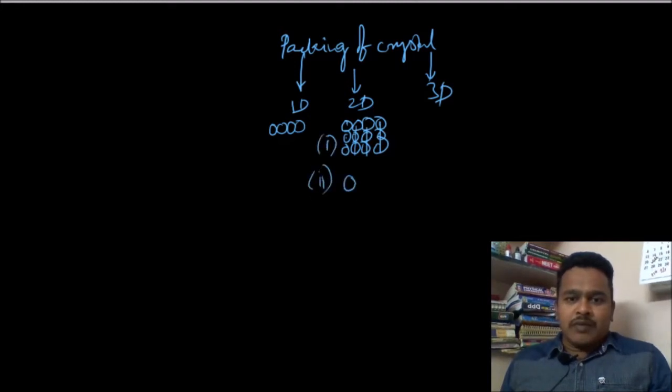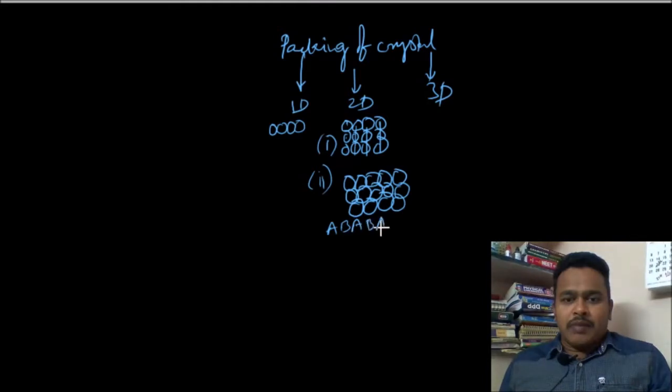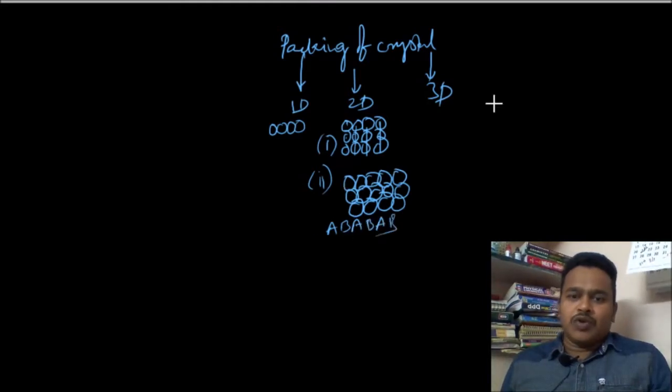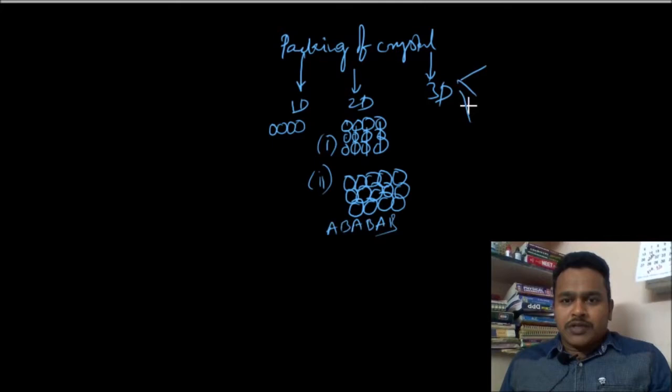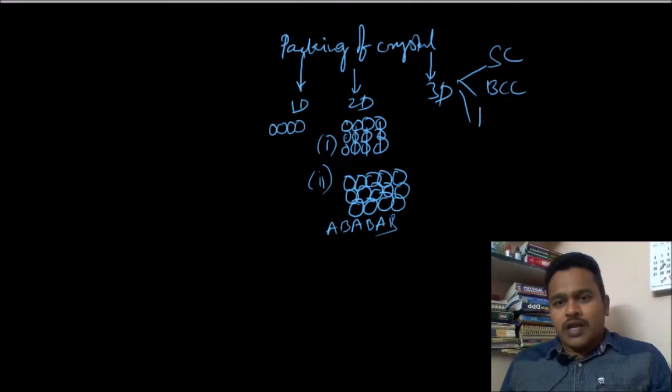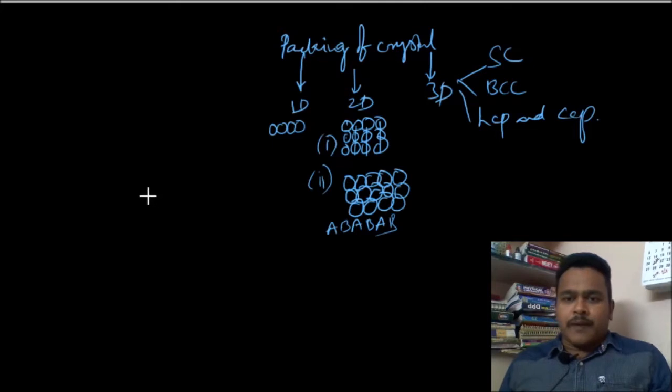Second arrangement: you arrange one row, then in the depressions of that first row you arrange the second row, and in the depressions of the second row you arrange the third row. This arrangement is the AB, AB, AB arrangement. In three-dimensional packing, we studied simple cubic packing and BCC. Now we are going to study HCP and CCP.